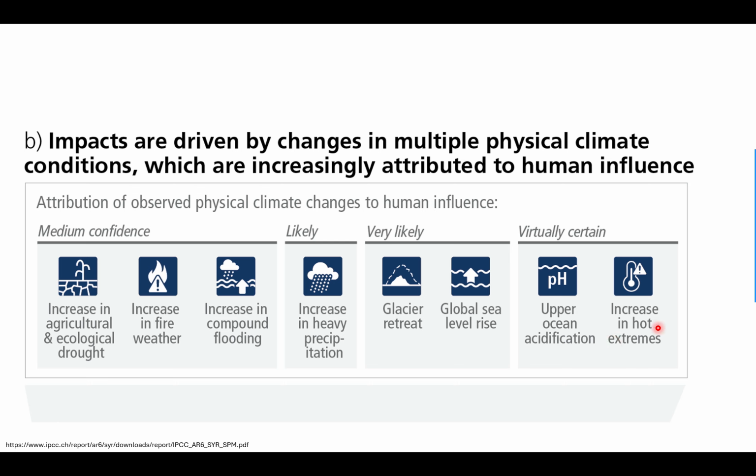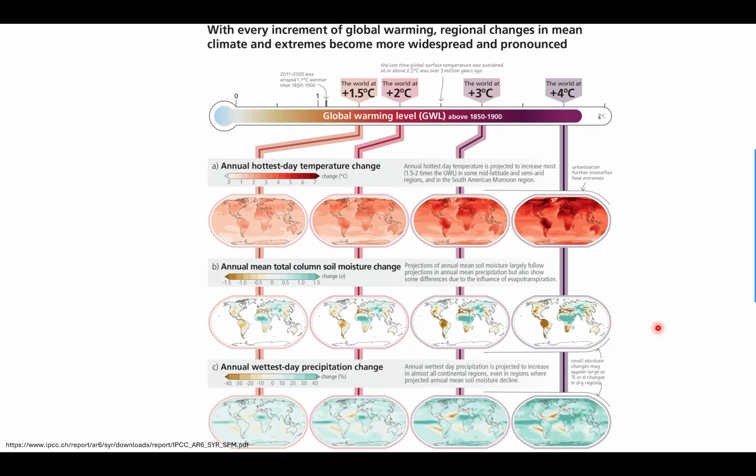Similarly, there is an increase in hot extremes. Even this year in India itself, we had a lot of very hot days, breaking the previous records for at least the past two decades, that this was the hottest day in the past 20 or 30 years. So the extreme events are also increasing.